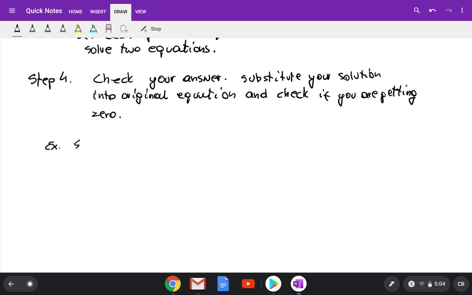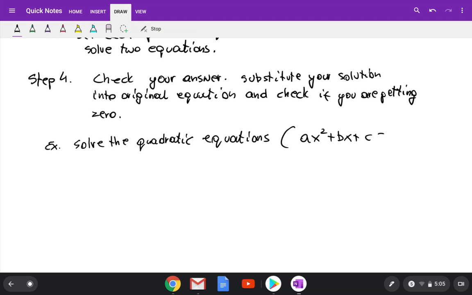Solve the quadratic equations, the ones in the form ax squared plus bx plus c equals 0, by factoring. Okay, we're going to do a couple of examples so we can practice. Let's do the first one. 2x squared plus 19x equals negative 24.